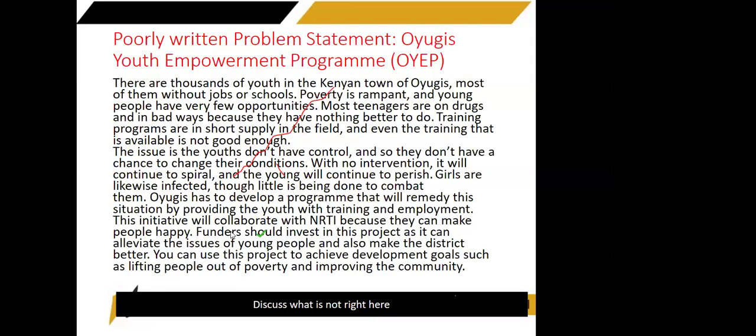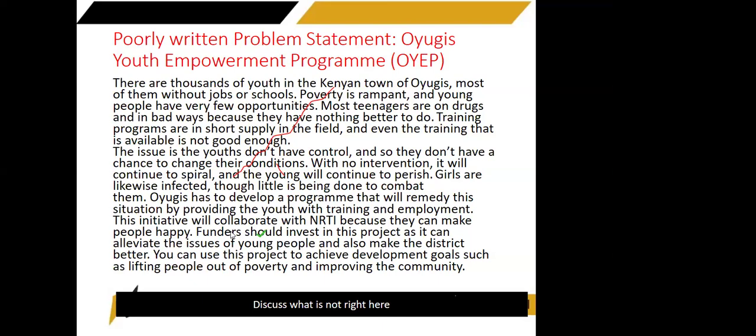Good. Then now a poorly written problem statement. This is now a problem statement with a lot of gaps, and therefore we need to review it and highlight where the problems are so that we can be able to write a perfect one. Let me just read it because of time factor. There are thousands of youth in Kenya town of Oyugis, most of them without jobs or schools. Poverty is rampant and young people have very few opportunities. Most teenagers are on drugs and in bad ways because they have nothing better to do.